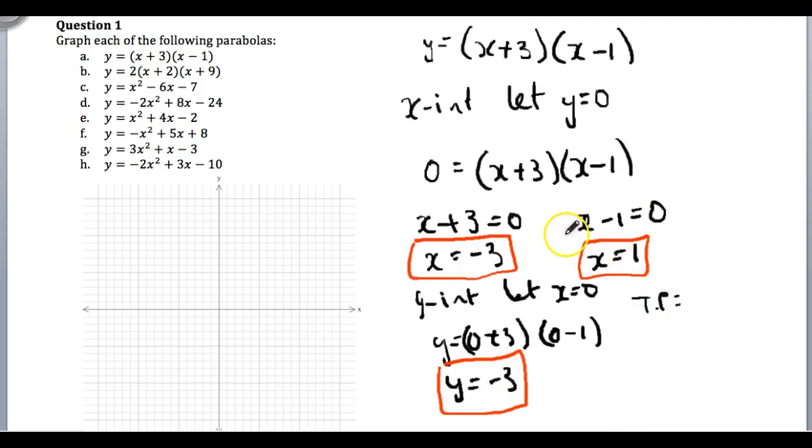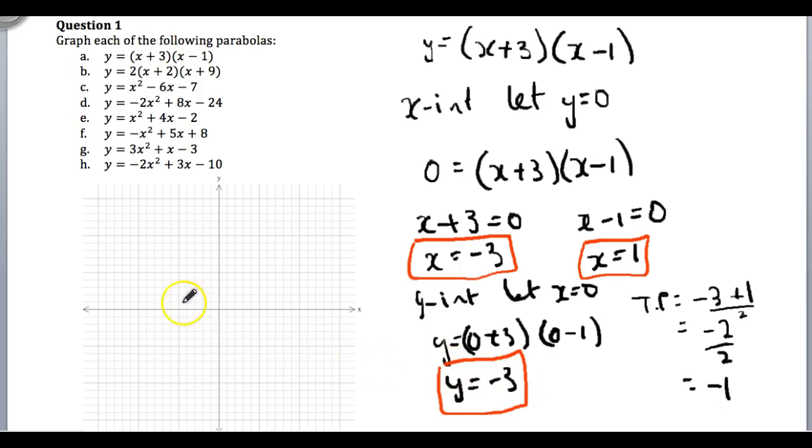Now, remember, your turning point is halfway between your x-intercepts, so you can add them together. So -3 plus 1, which is -2. And then, whoops, I should have done that here. Divide by 2. Whoops, not -2, sorry. And -2 divided by 2 is -1.